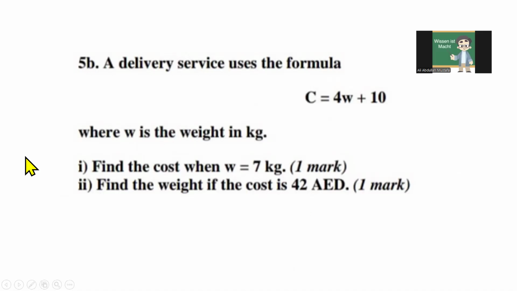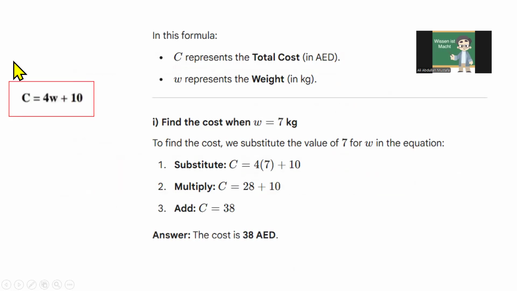So this time he wants two requirements. The first requirement, he tells you how much the cost is when the weight is that much. And the second requirement, he wants from you the weight, how much, when the cost is that much. You only substitute the values. So this is the equation. This is in the red box. This is the real equation, okay?